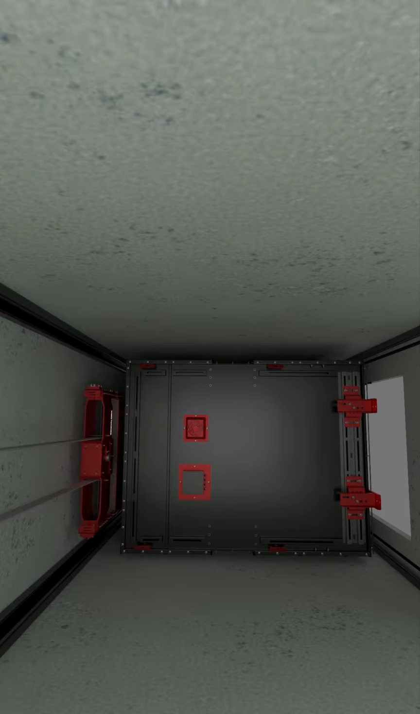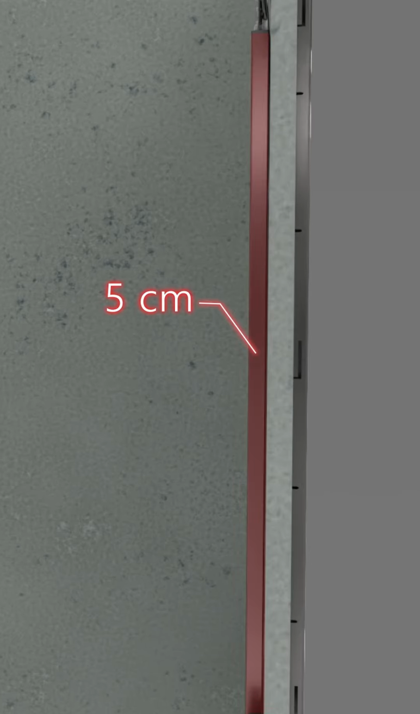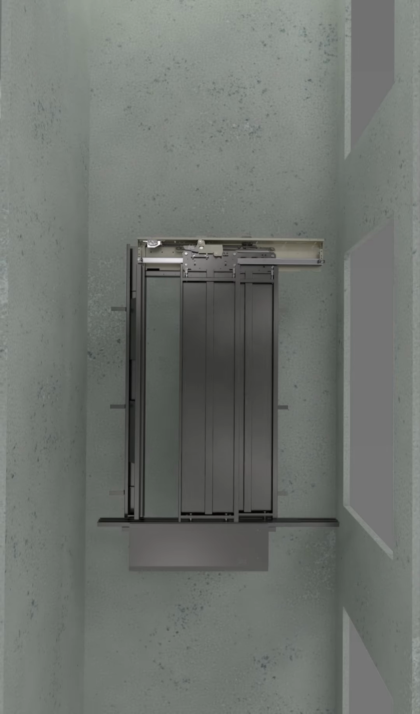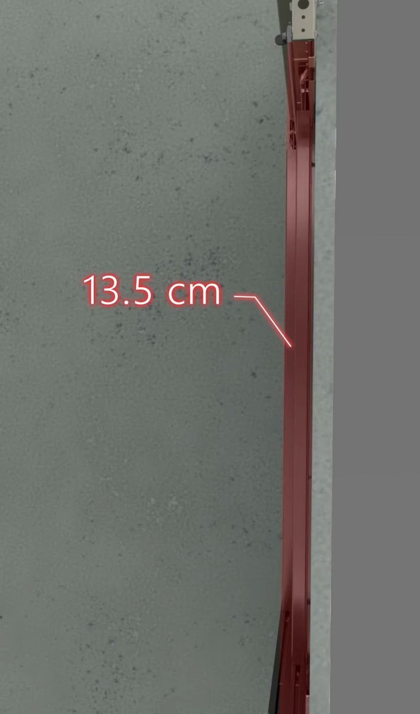And now the third factor, which can have a significant impact, is the type of door you choose. The first type is the center opening door, which only reduces the shaft depth by 5 centimeters. The second type is the telescopic door. In this type, since 2 panels open to one side, it takes up about 13.5 centimeters of shaft depth.